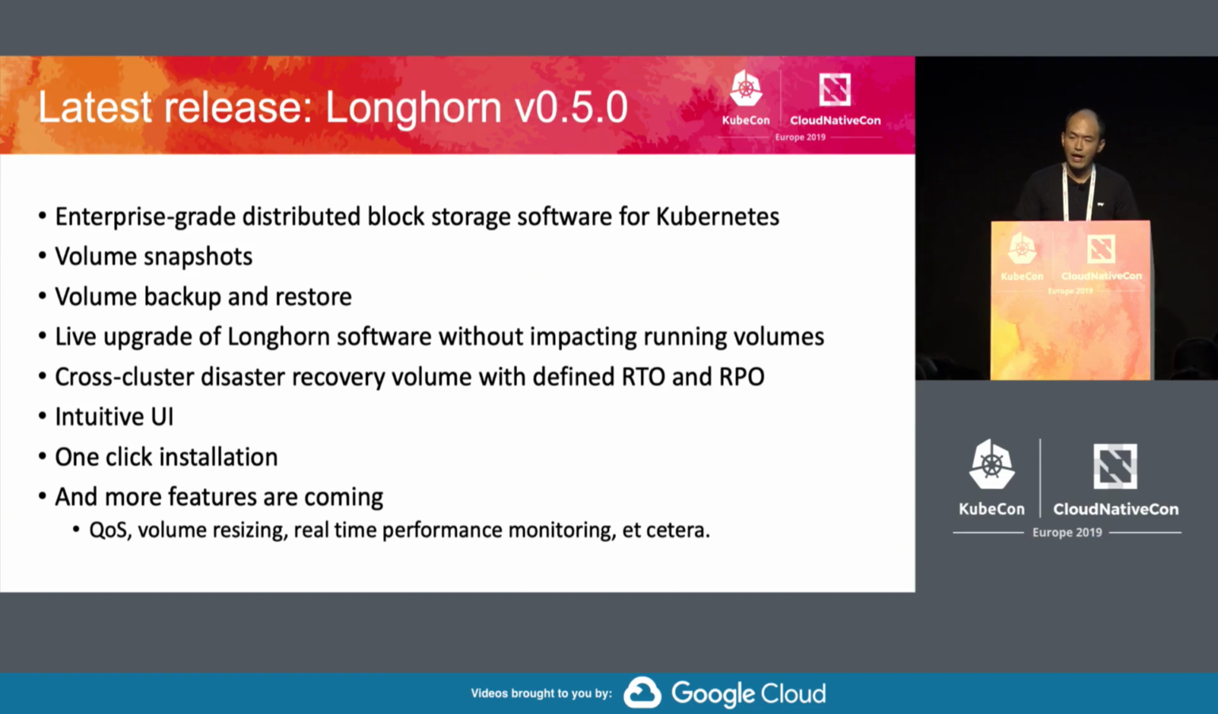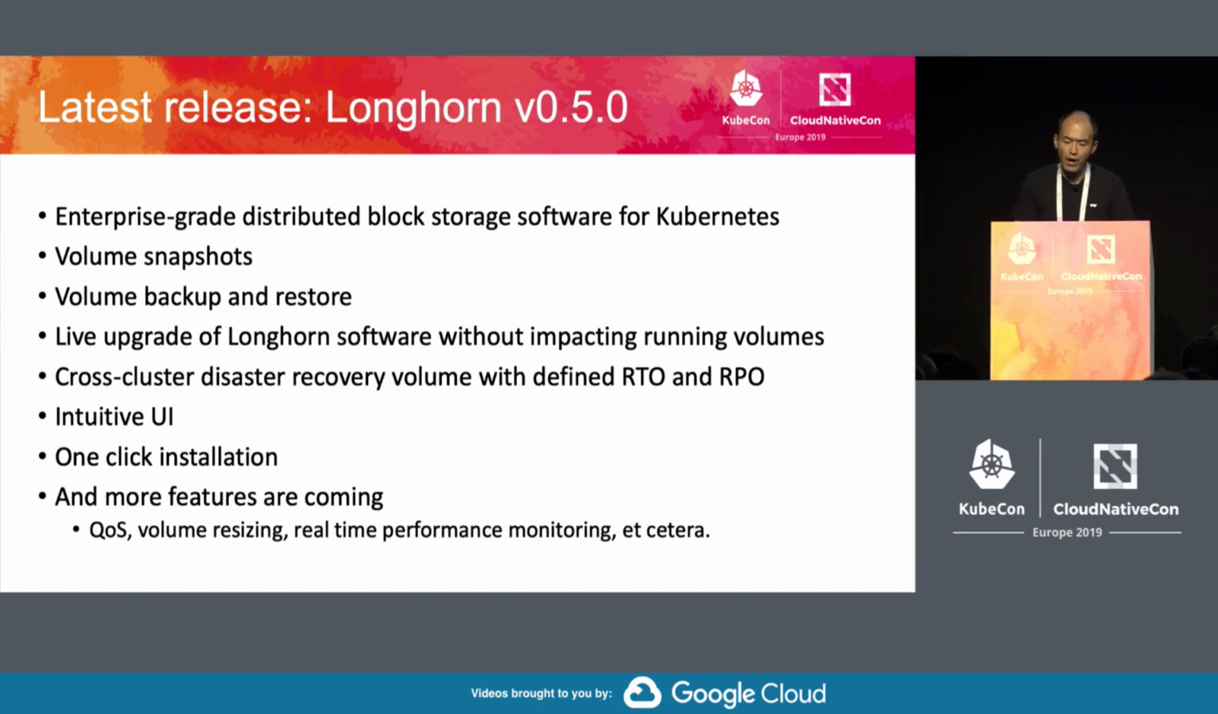One of the highlighted features we have with Longhorn is that we support live upgrade of Longhorn software without impacting the running volumes. I will demonstrate that later. We also support cross-cluster disaster recovery volume with user-defined RTO and RPO. Many users like Longhorn at first sight because Longhorn has a very intuitive UI. We provide a UI as a complement to the functions of Kubernetes. Besides creating and deleting volumes and snapshots, the UI provides full functionality like backup and other operations for your Longhorn systems.